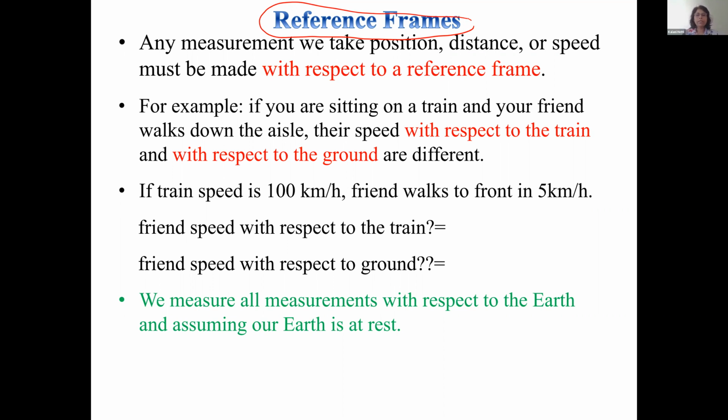Now I think this example will explain why it is important. Let's say there is a train moving at 100 kilometers per hour, and a friend inside the train walks in the forward direction at 5 kilometers per hour. Now find the speed with respect to the train, and find the speed with respect to the ground. These are two different things. So there is a train, right?